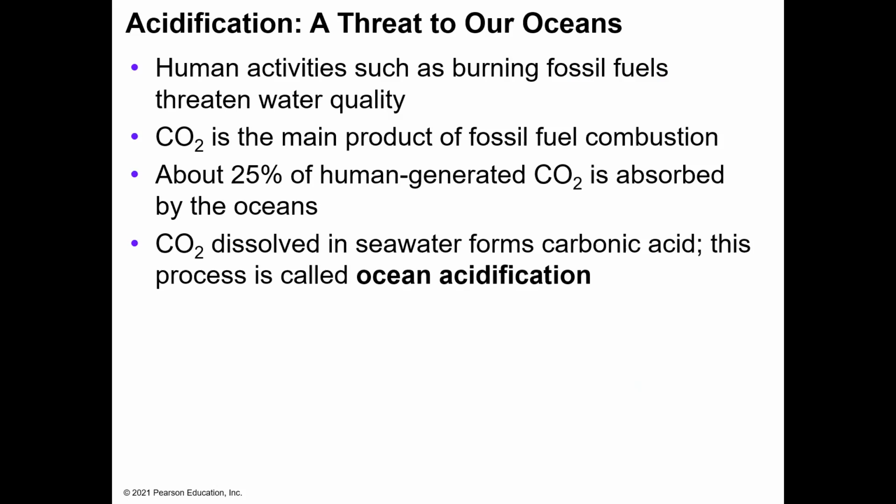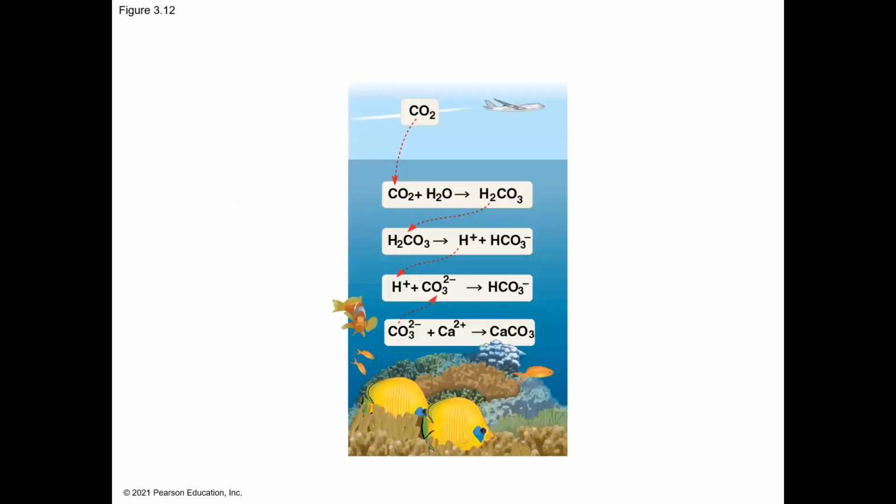That CO2 that is dissolved into the water will form carbonic acid, and this is called ocean acidification. Ocean acidification is one of the leading causes for coral bleaching and death of large coral systems in habitats around the world. So this here is showing you how carbon dioxide will get dissolved into the ocean and it will bond with the water molecule here and form carbonic acid.